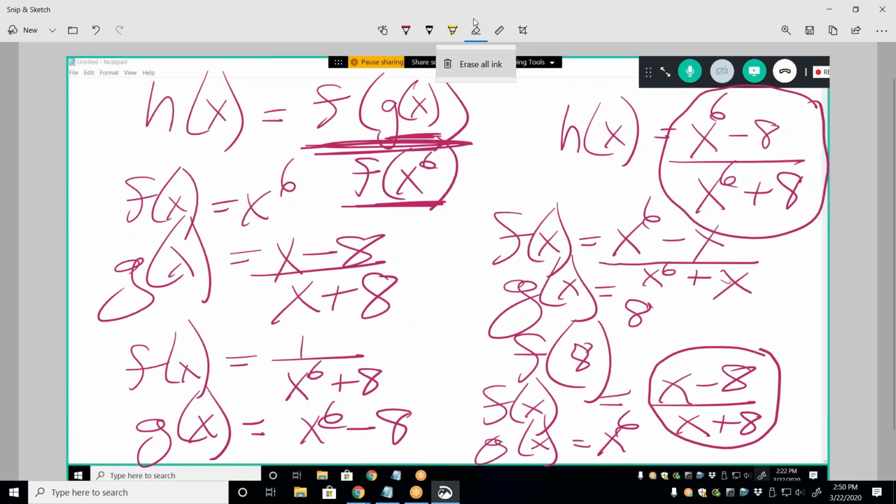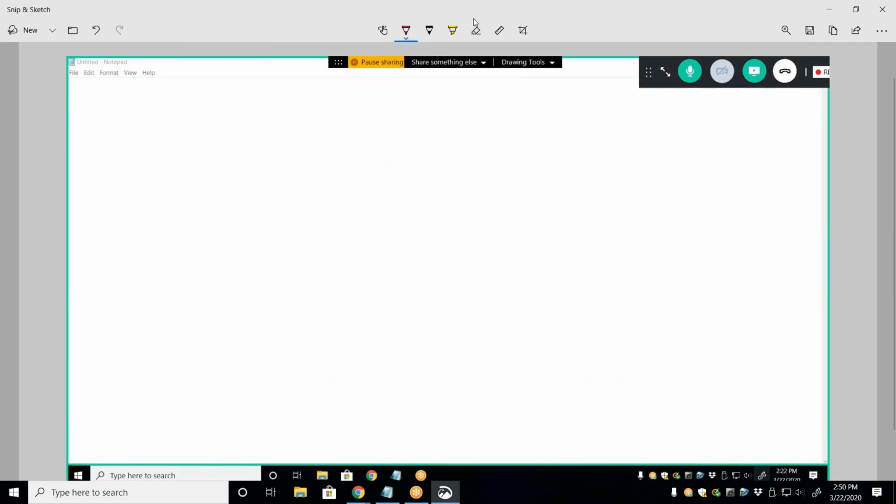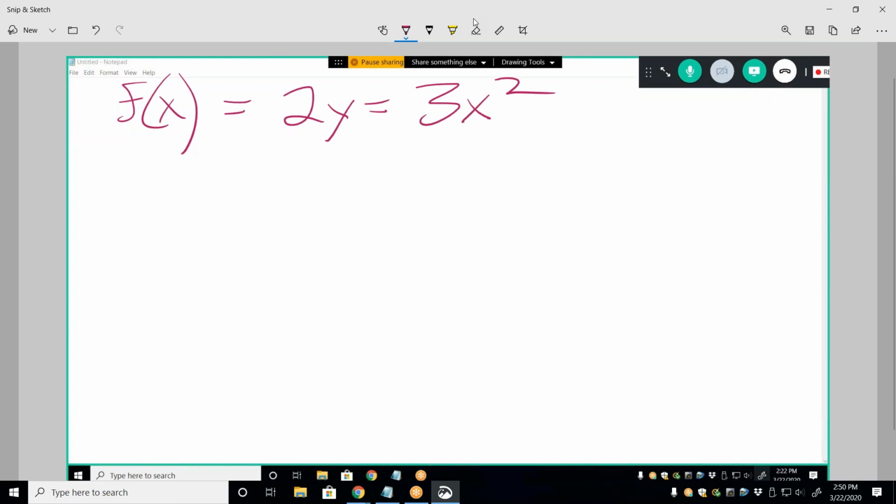So the next one is a symmetry problem. Is it showing you a graph or is it giving you a function? It's giving me a function. It just says determine the symmetries of the graph of the given relation, but it's just the equation. So it's 2y equals 3x squared minus 5.